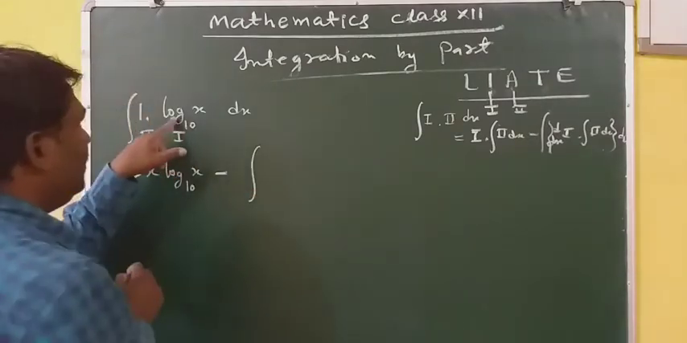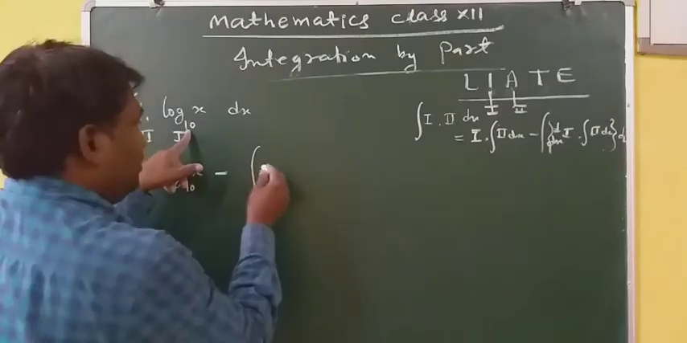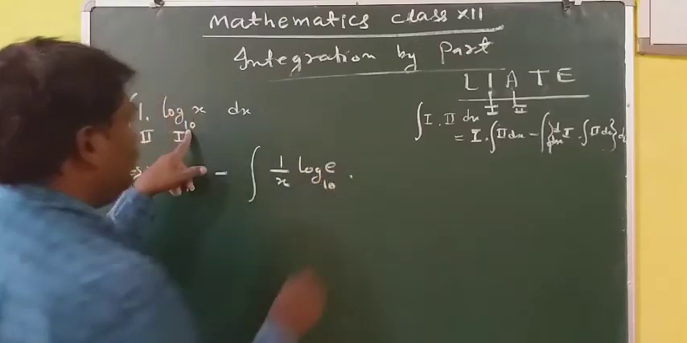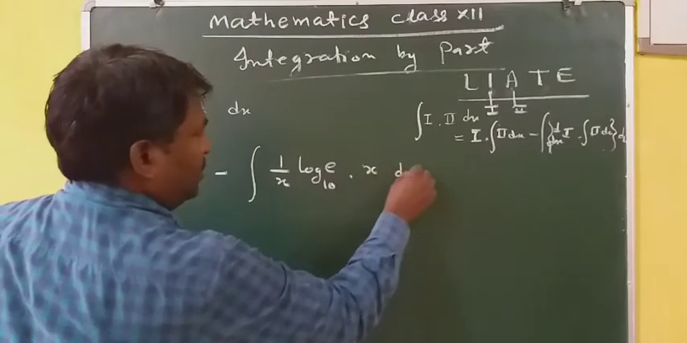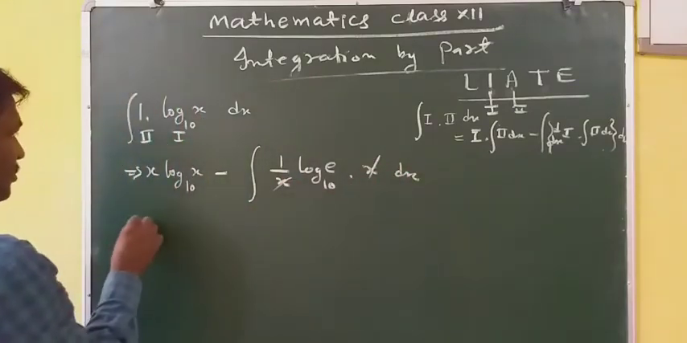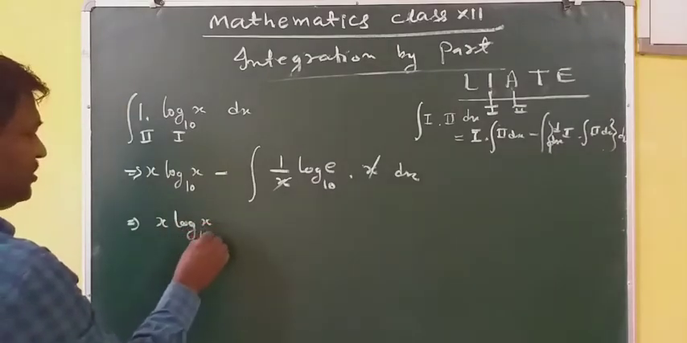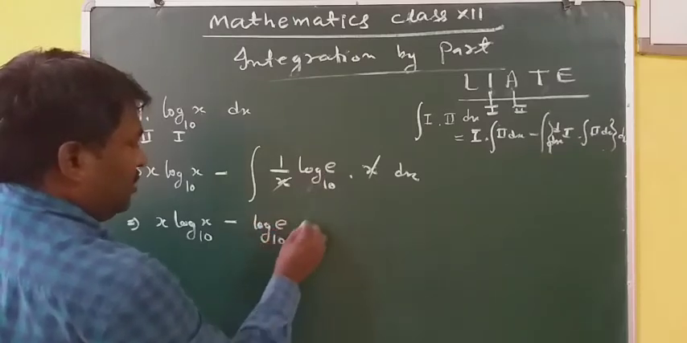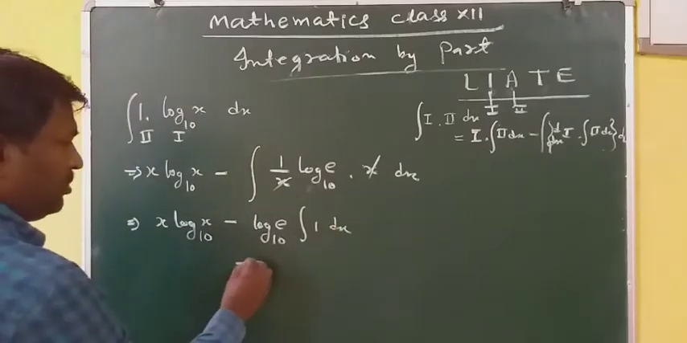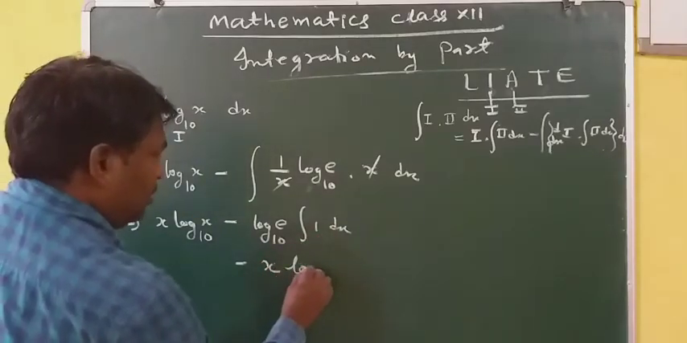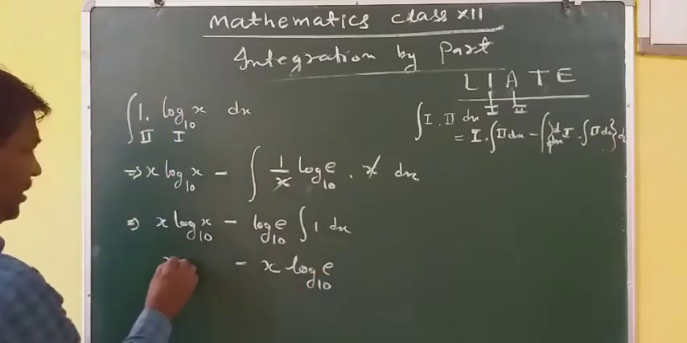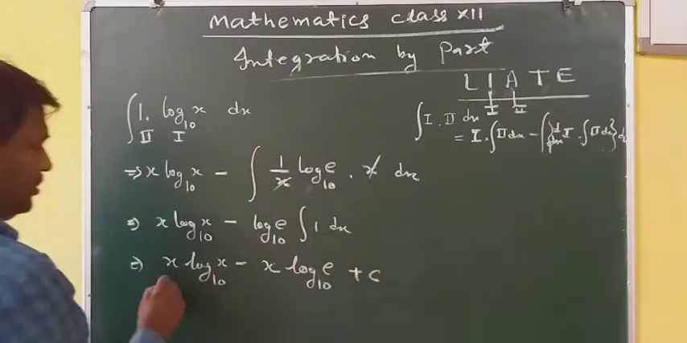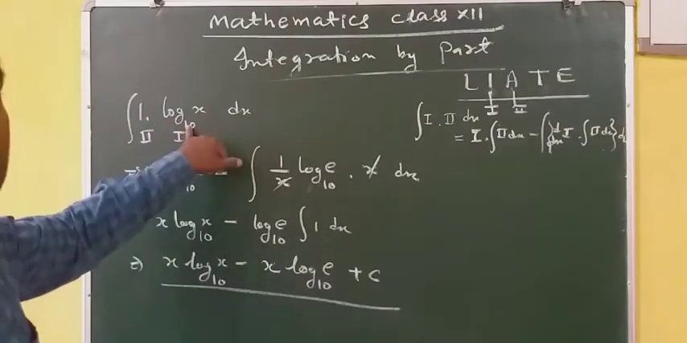Differentiation of log x base a, means base 10, is 1 by x into log e base 10, into integration of second, that is x dx. Now x log x base 10 minus, now log e base 10 is a constant quantity, you can take it out, integration of 1 dx. Its result will be x, so x log x base 10 minus x log e base 10 plus c. This is the result of integration of log x base 10.